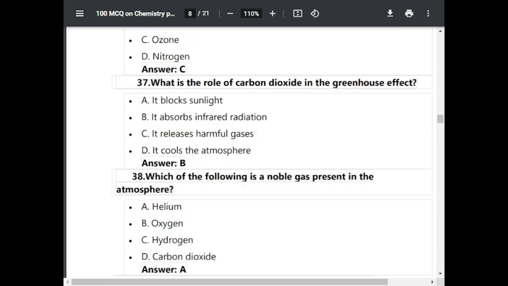Question number 37. What is the role of carbon dioxide in the greenhouse effect? Option A, it blocks sunlight. Option B, it absorbs infrared radiation. Option C, it releases harmful gases. Option D, it cools the atmosphere. The correct answer is B, it absorbs infrared radiation.